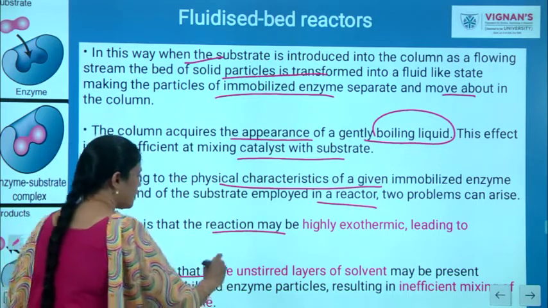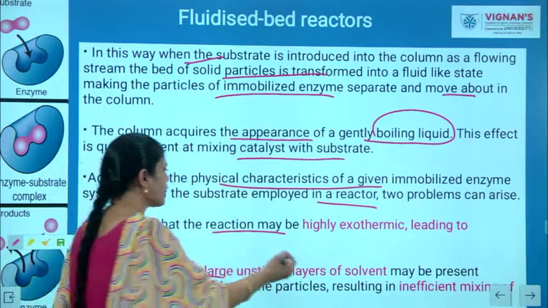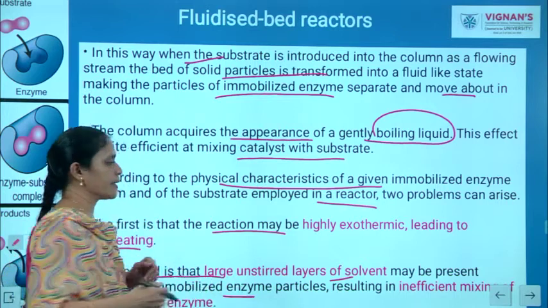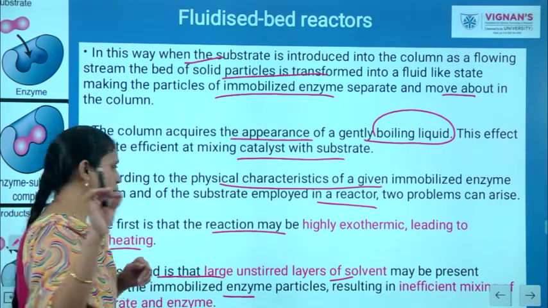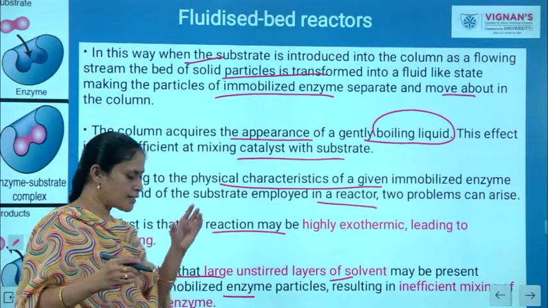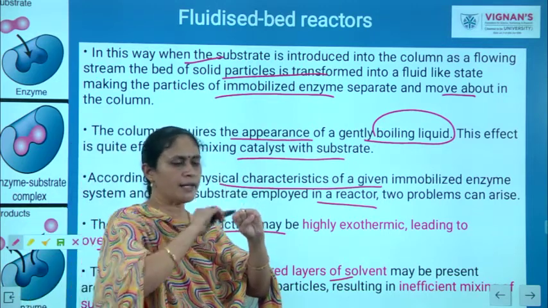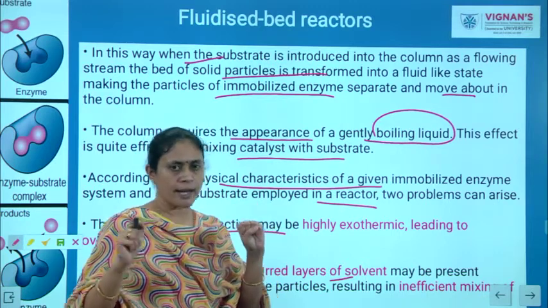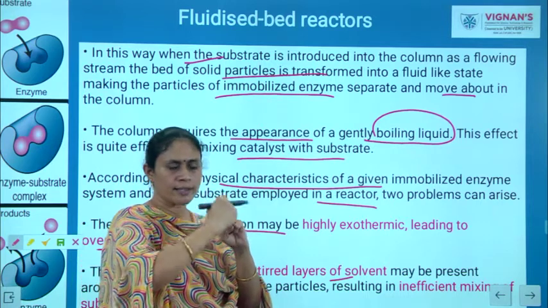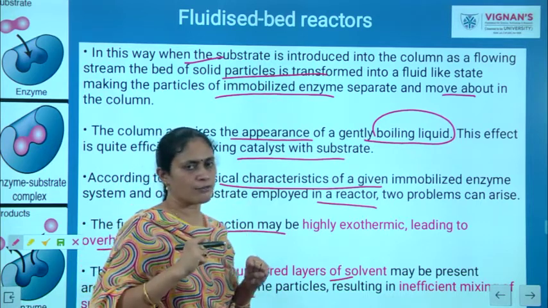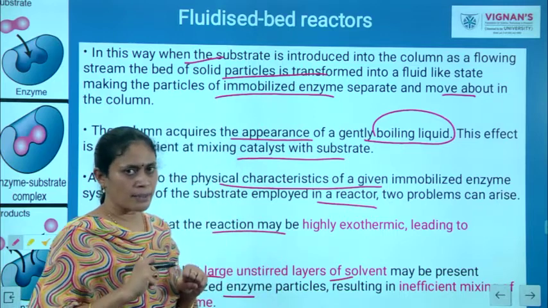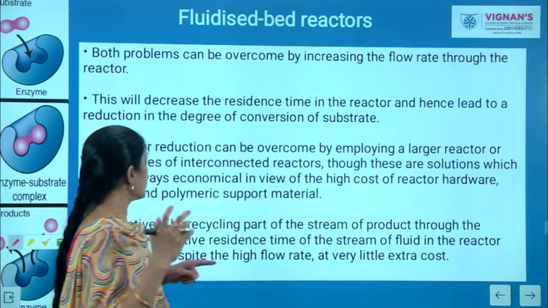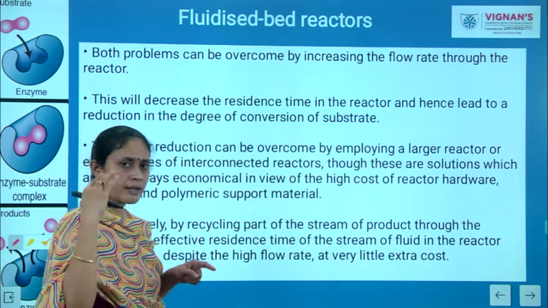The second is that a large unstirred layer of the solvent may be present around the immobilized enzyme particles, resulting in inefficient mixing of the substrate and the enzyme. Let us assume that your enzyme is already immobilized, and if your solvent is forming a layer around your immobilized enzyme, your substrate can't get in contact with your enzyme. So there will be some mass transfer limitations. So there is a possibility of these two problems, and how can they be rectified?